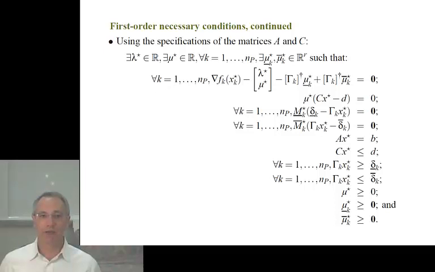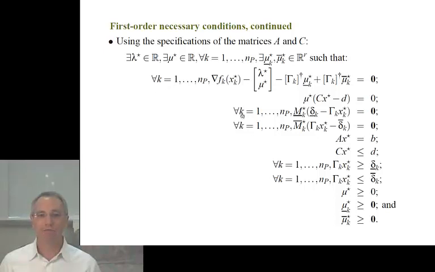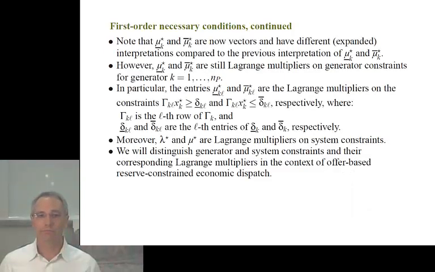If we plug in the specific entries from A and C, what we find is that the terms CK and AK, because of their special structure, give us this. Remember, gradient FK is a 2-vector. Even though it's separable, it's a 2-vector, and we get a slightly simplified version as shown here. So previously we had the mu underline and overline as Lagrange multipliers on the generator capacity constraints. Now they're expanded compared to the previous cases, but they're still Lagrange multipliers, in particular on the generator constraints.